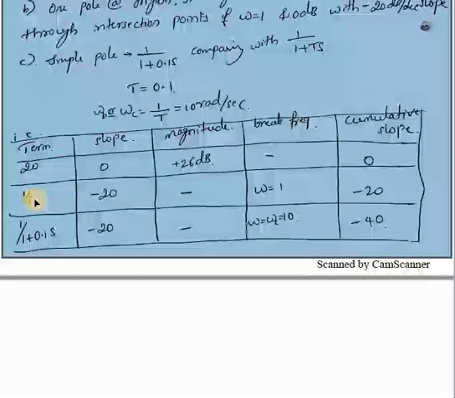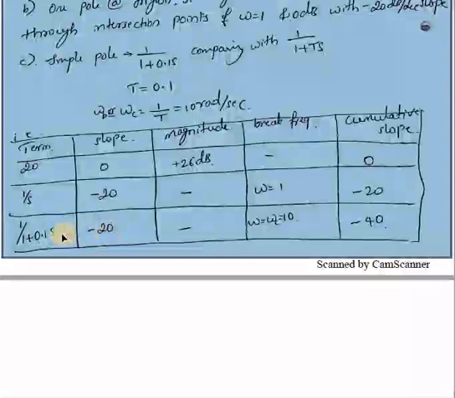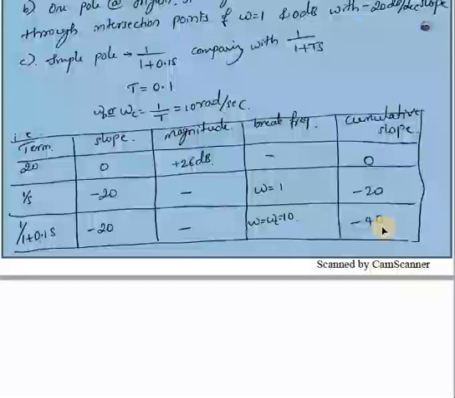Similarly, for the second term, 1 by s, for the simple pole at the origin, the slope will be minus 20, no magnitude, and the frequency will be 1 radian per second, and the cumulative slope, this plus this, will be minus 20. Then the third one is 1 divided by (1 plus 0.1 s). For this also the slope will be minus 20, there is no magnitude, the break frequency is 10 radian per second, and the cumulative slope, this plus this, will be minus 40.